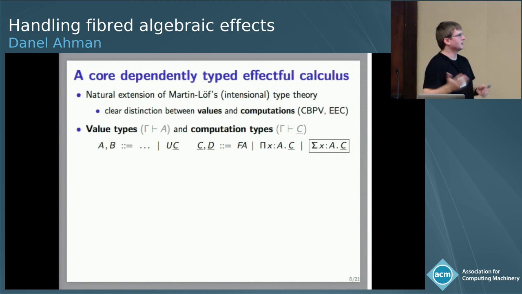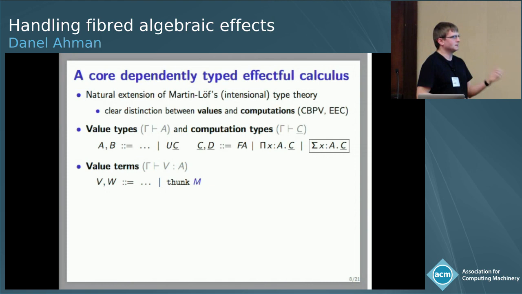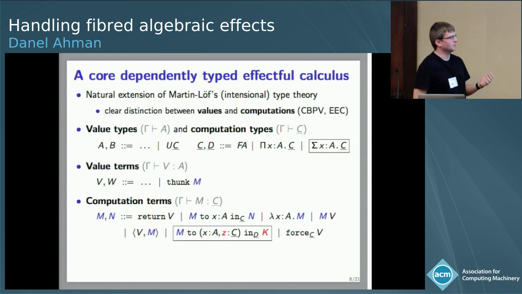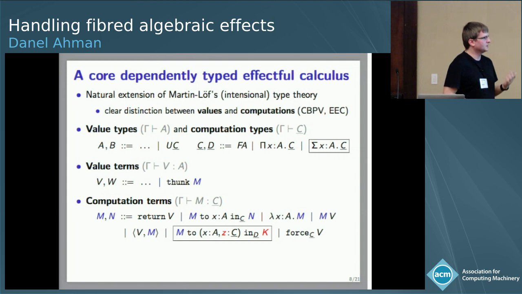And then in addition, you have a type of thunks, and then you have computation types. You have the computations that return values of type A, you have a dependent effectful function space, and then you have this notion of computational sigma types that in that Fossacs paper were important to give a uniform account of type dependency in sequential composition, but for that you have to read that paper. And then you have value terms. It's your usual Martin-Löf type theory terms plus an explicit thunking construct. You have computation terms, which are mostly usual, so returning values, sequential composition, lambdas, so on. And in addition, you have the introduction and elimination rules for this computation sigma type.